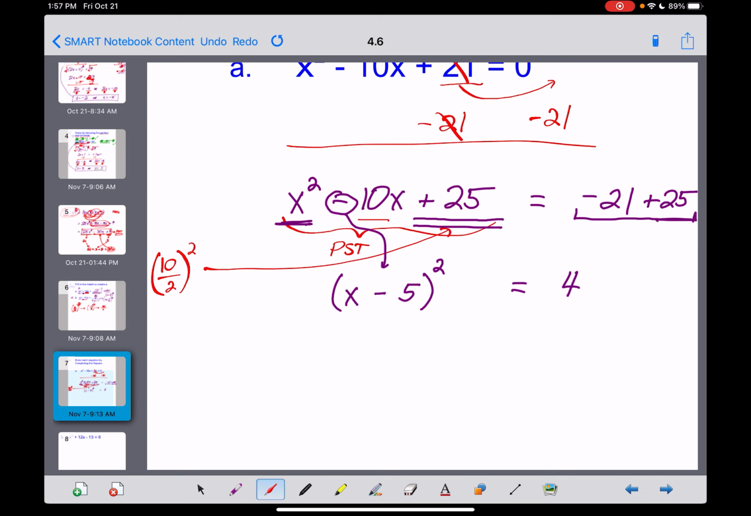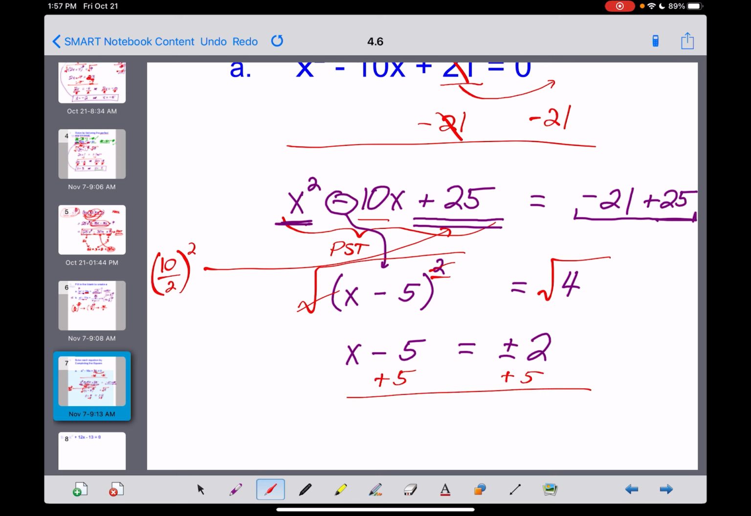The last thing being done on the left side is the square. We will undo that with a square root on the left and a square root on the right. So the square and the square root cancel out, and we end up with x minus 5 is equal to, and the square root of 4 is 2, but it's also negative 2, so plus and minus 2. Last thing, how do we get rid of a minus 5? We add 5 on both sides. Those cancel, and we get x equals, let's see if we can do this in our heads.